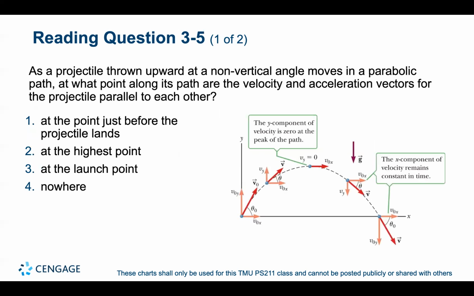Okay, now we'll start to get into two-dimensional vector analysis, and we started to look at this a little bit here. So as a projectile is thrown upward at a non-vertical angle, so it's moved at some type of angle here, and it moves in a parabolic path, and we talked about a parabolic path before in the previous charts. At what point along the path are the velocity and the acceleration vector for the projectile parallel to each other? And so you can think about that for a little bit.